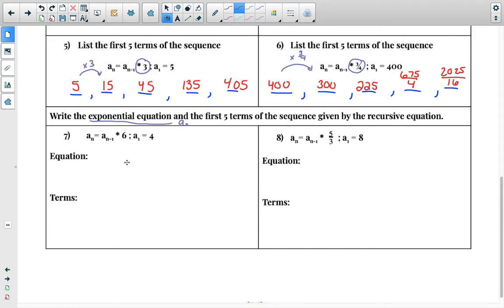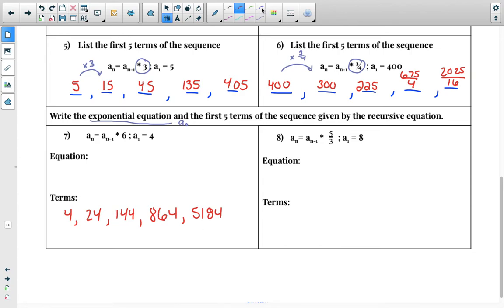So our first term is 4. Our second term, we're going to multiply by 6 to get to our second term. So 4 times 6 is 24. Times 6 is 144. Times 6 is 864. Times 6 is 5,184. These are our first 5 terms.